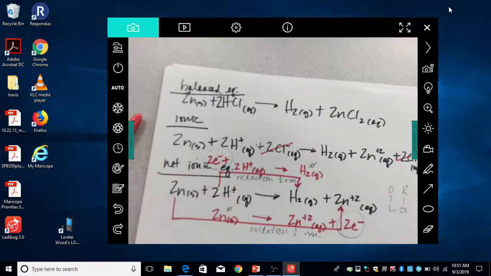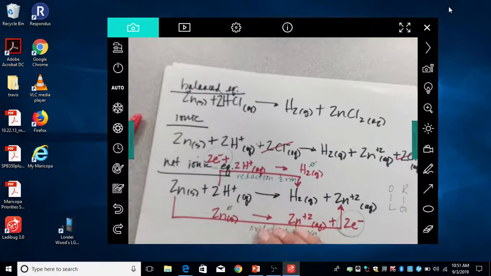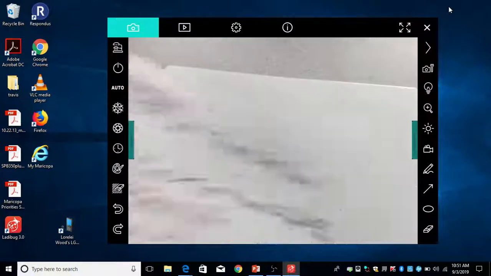I will post this video online. This is going to be an excellent set of notes for you to keep when you're ready to start writing these for your lab in a couple of weeks. All right, so that's single replacement reactions.